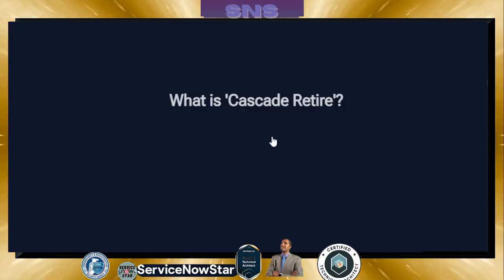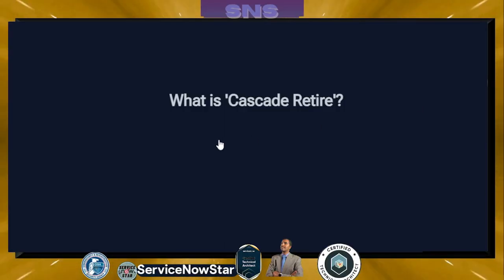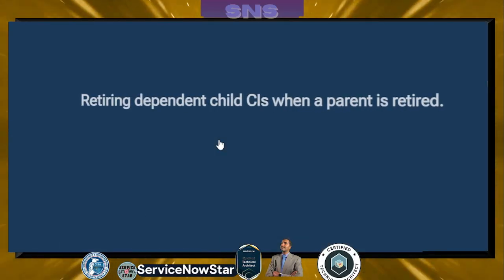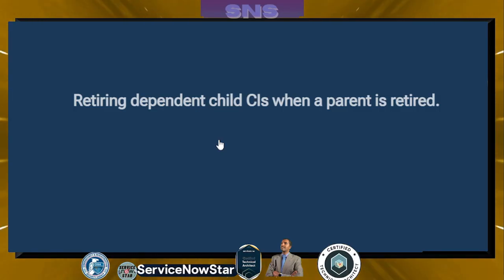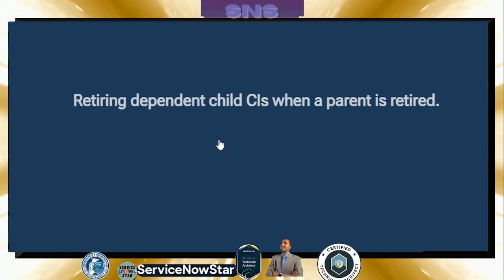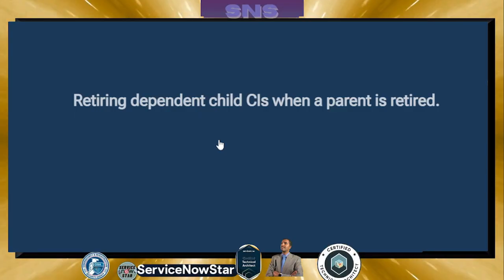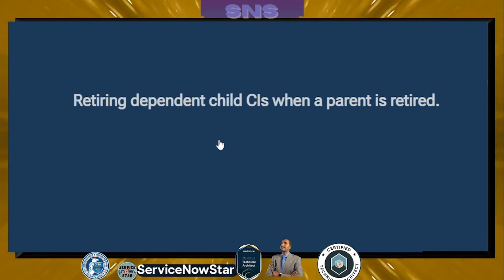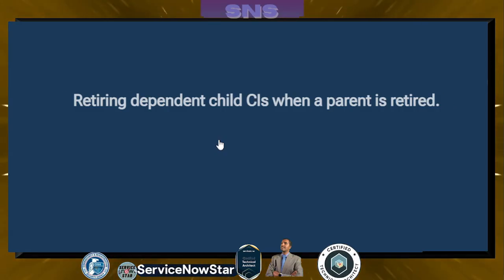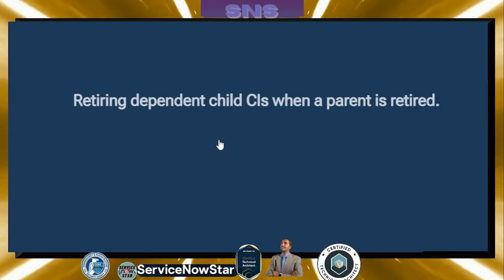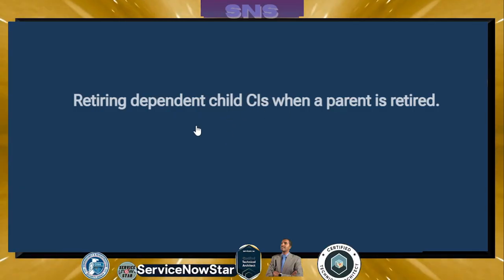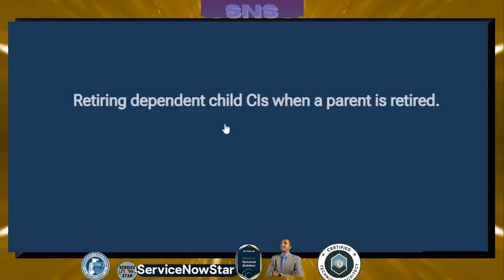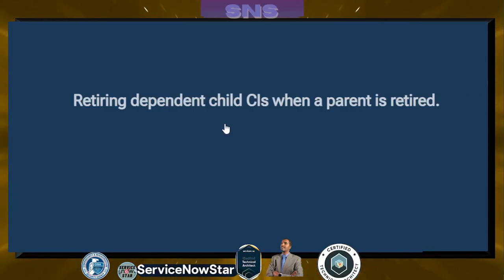Great. What is cascade retire? Cascade retire is retiring a dependent child CI when a parent is retired. When you retire a parent CI, it will cascade retire the child. You have to double check before you click retire, because if you retire the parent, that will impact the child. All the way down, the child CIs will be retired as well. So that's retiring a dependent child CI when the parent is retired.